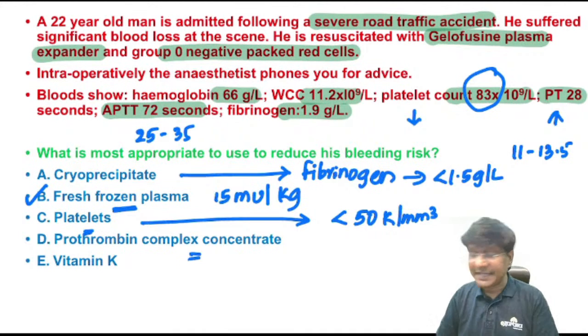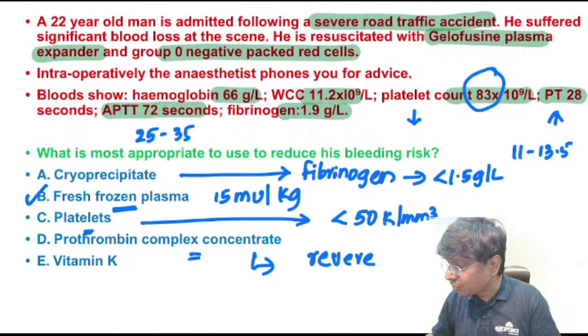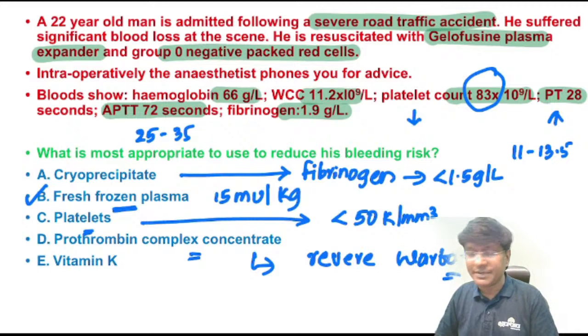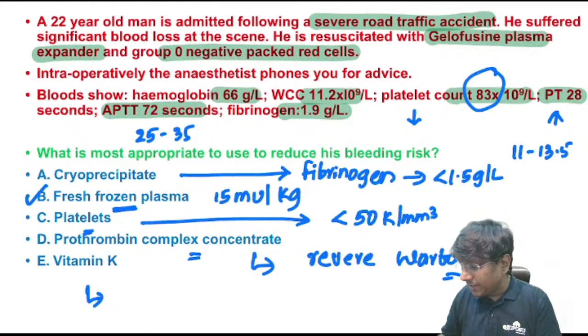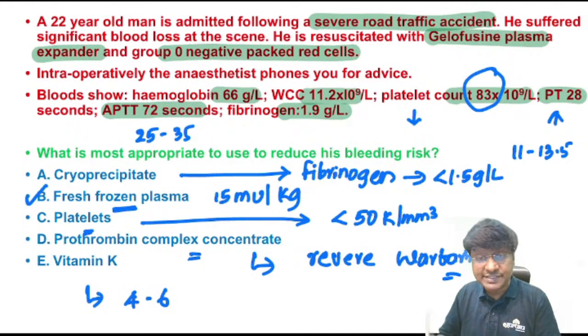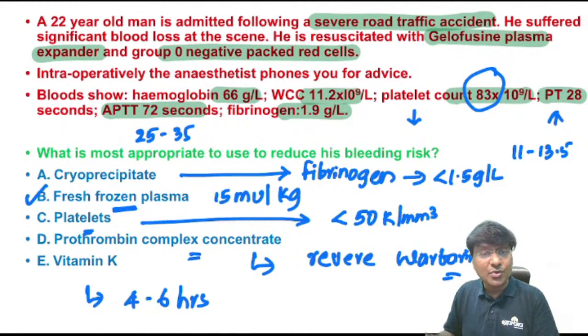Then prothrombin complex concentrate. See, prothrombin complex concentrate is used to reverse warfarin overdose. To reverse warfarin overdose, we give this prothrombin complex concentrate. Then you take vitamin K. See, vitamin K definitely can be given, but the problem is that vitamin K requires 4 to 6 hours for the onset of action. But our patient had a very severe road traffic accident and there is significant blood loss. And you cannot wait for 4 to 6 hours for the onset of action.